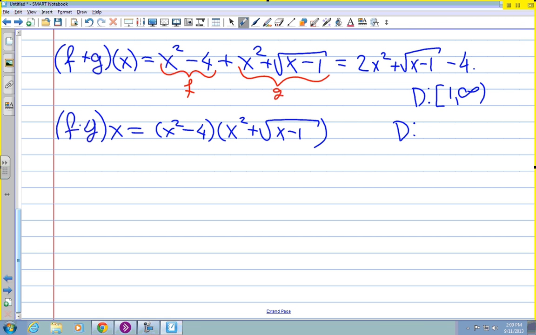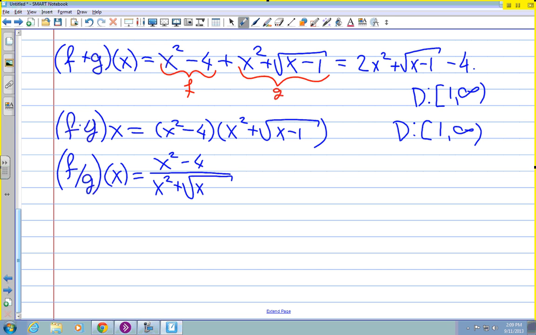All real numbers greater than 1. Or equal to. All right, good. All right. Let's do the divisions. Those are a little more fun. How about f over g? So that's x squared minus 4 over x squared plus the square root of x minus 1. So I know it's still from 1 to infinity, including 1. I just have to make sure that I don't get 0 in the denominator. Right? That's the only thing I need to double check.